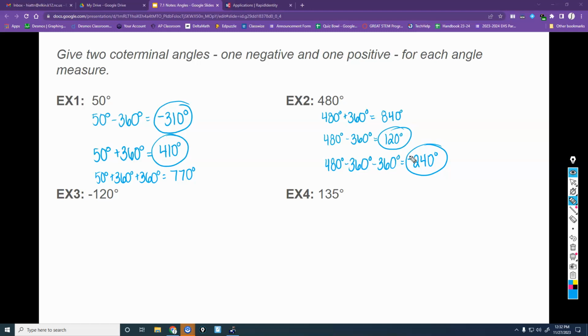So try number 3 and number 4 right now while I pass out a tiny piece of string. Try not to lose it whenever I give it to you. We need it on our next part.